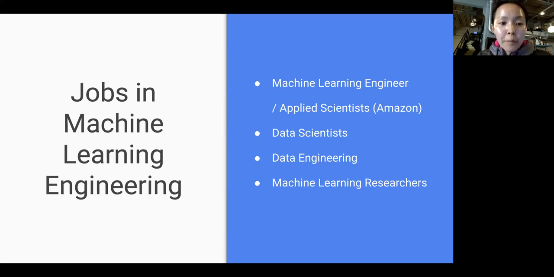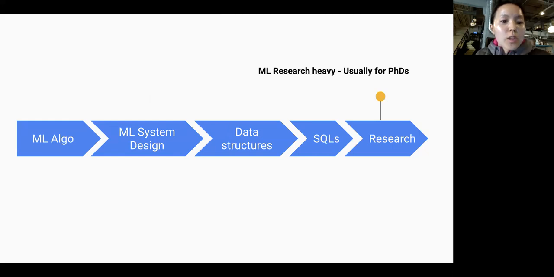So I'm going to move on to the next slide. These are the types of questions that are going to be asked for the previous jobs that I mentioned. Number one is ML algo, meaning ML algorithms. I'll go over an example later. Another type of question is ML system design. And the next is data structures. This is something that we're all familiar with. And SQL questions, and research.